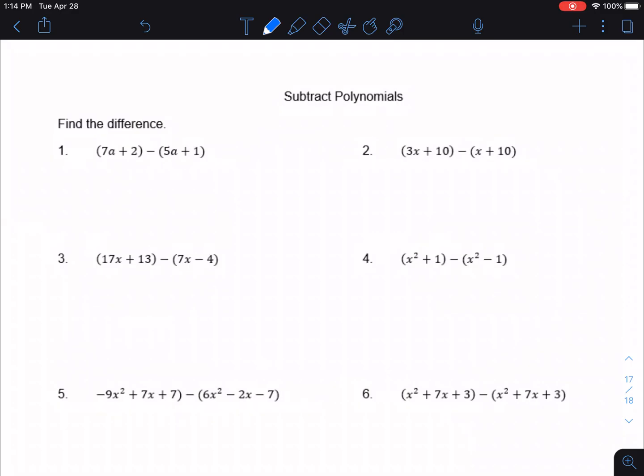So we got 7a plus 2, and then minus 5a plus 1. The first set's good, the second set's good, but the minus in the middle is not. So that 5 is going to turn negative, and the 1 is going to turn negative. Now I combine like terms. 7a and negative 5a give me 2a, plus, and then the 2 and the negative 1 give me a 1. So when you type this into the form, you should not have any spaces there. It should just be 2a plus 1.